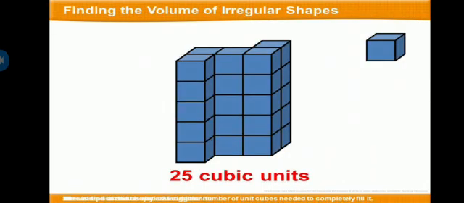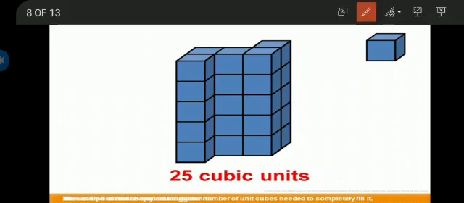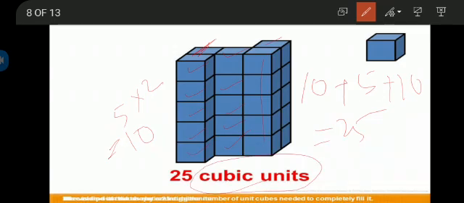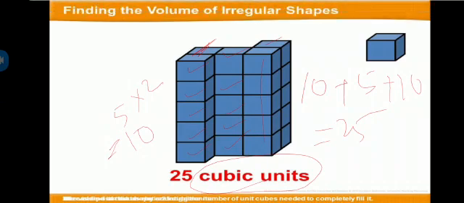Another, here, how we find the volume of an irregular shaped cube. Here you can see the number of cubes present is 5, and here 2 rows are present, column wise 5 cubes are there and rows are 2. That means 5 into 2 is 10. Here you can see 5 cubes are present, so plus 5, 10 plus 5. Then third is here, column wise 5 cubes, row wise 2 cubes. That means 5 into 2, again 10. So 10 plus 10, 20, plus 5 is 25 cubic units. So in this way you can find the volume of an irregular shaped cube.